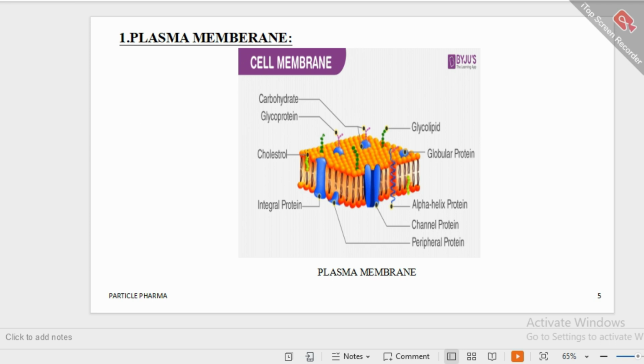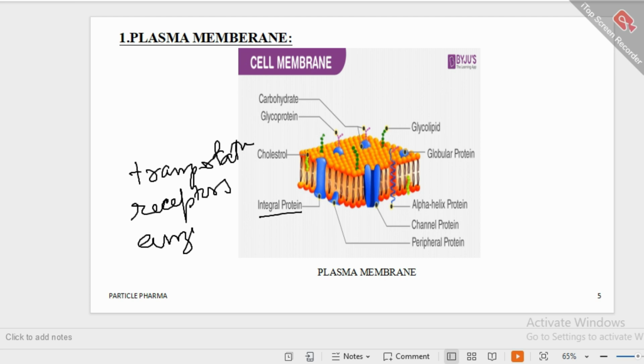Next is integral proteins. The integral proteins help in transportation through channels, transportation across membranes, and they act as receptors and enzymes also. Same as the globular proteins, these proteins also act as enzymes and as channels for the movement of ions, as with the integral protein.